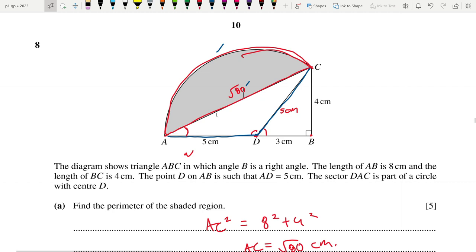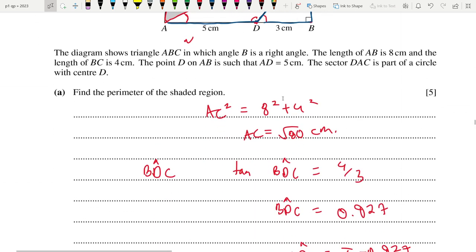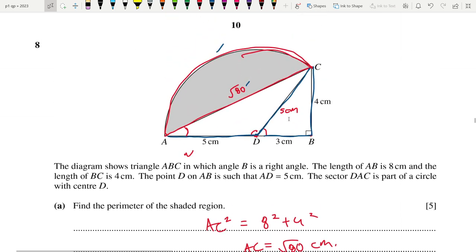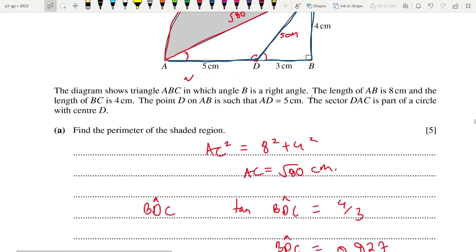So let's begin. We can find the value of AC pretty easily because it is a right angle triangle after all. So 8 squared plus 4 squared is equal to AC squared. So AC is equal to root 80. 16 plus 64, root 80. On the other hand, I want to find the arc length over here. Arc length AC. How?